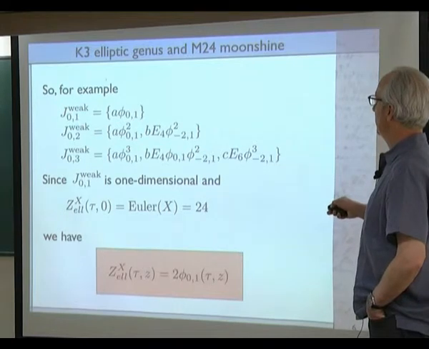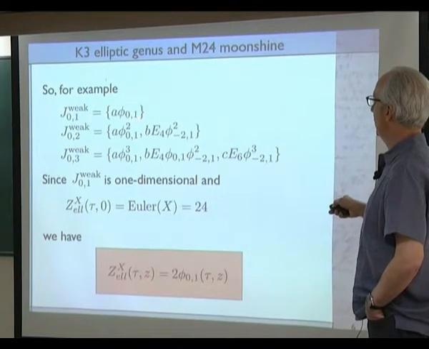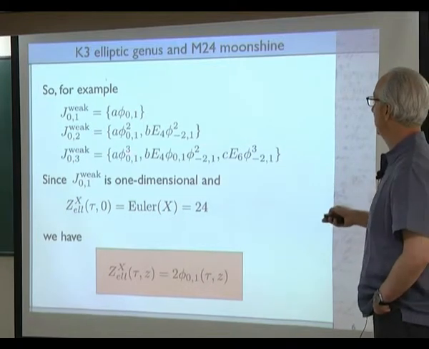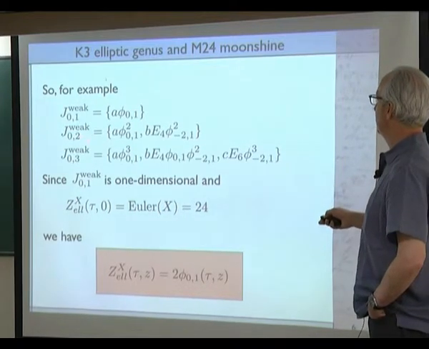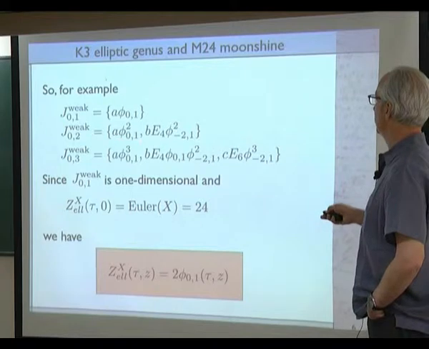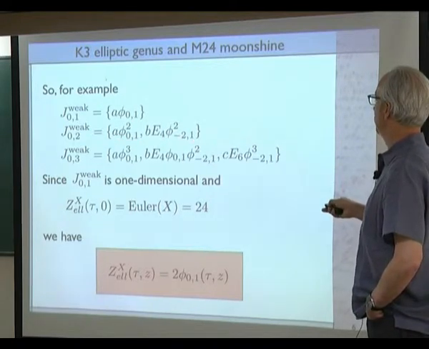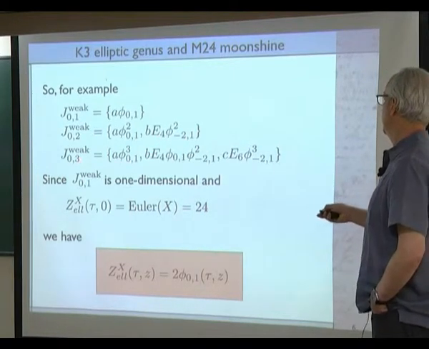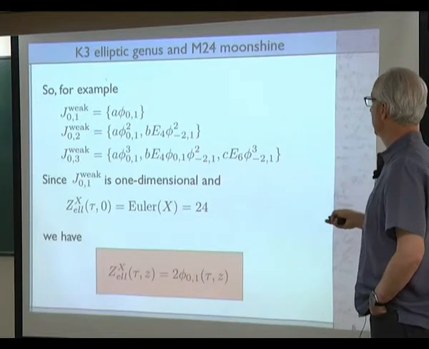So at weight 0 and index 1, there is a unique Jacobi form. So up to an overall constant, there's just a one-dimensional space here. At index 2 and weight 0, there are 2 possibilities. You can take phi 0,1 squared, or you can take phi minus 2,1 squared and multiply it by E4, and that also will have weight 0 and index 2. And then at index 3, there's a 3-dimensional space.